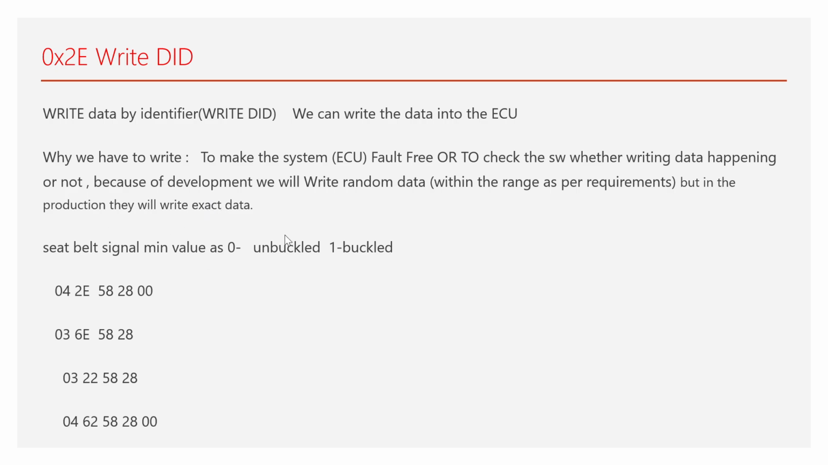See here, I will give one example. Seat belt signal minimum value is 0, or unbuckled. One means buckled, the maximum value.